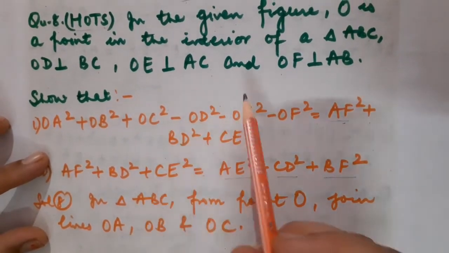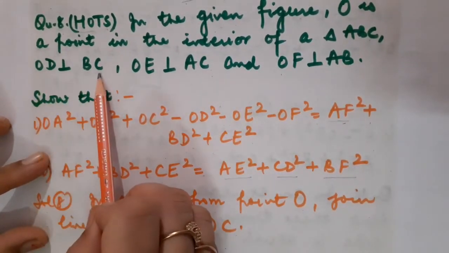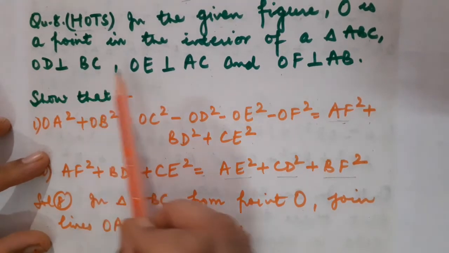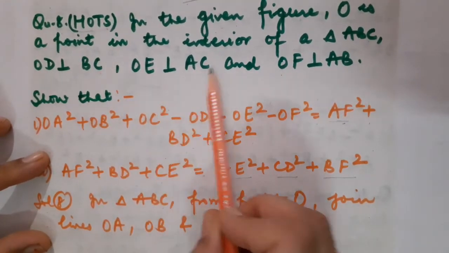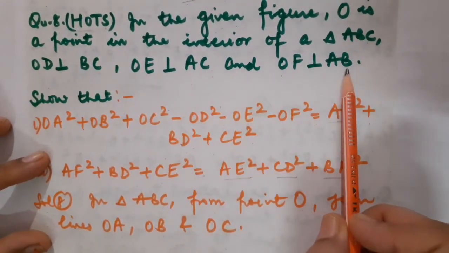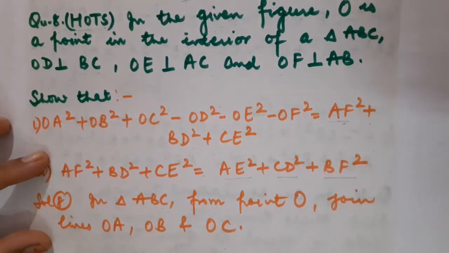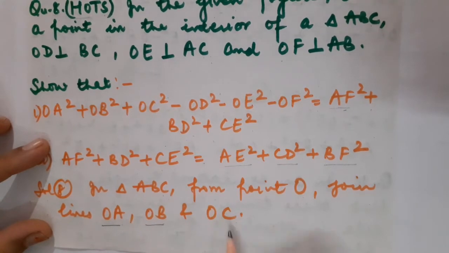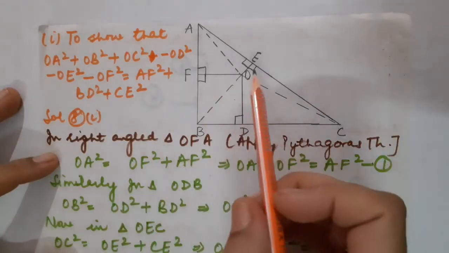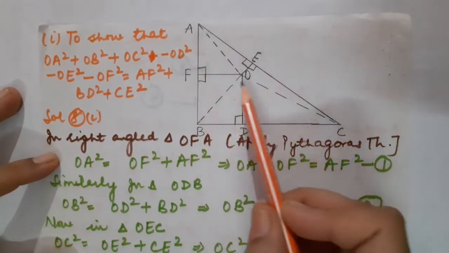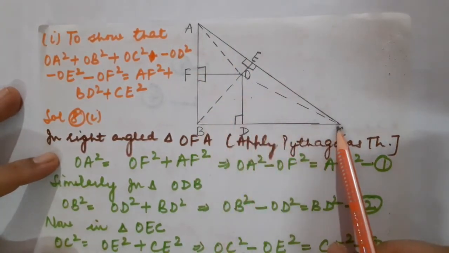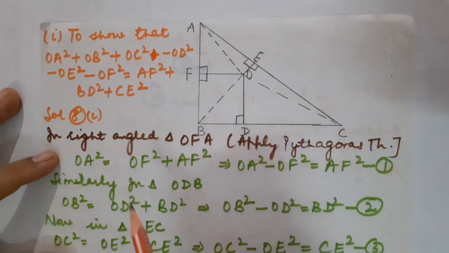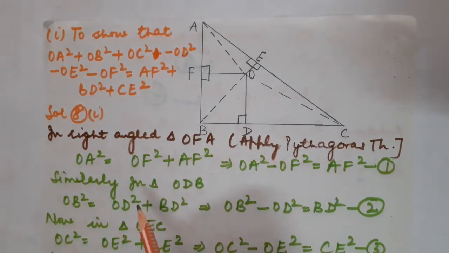Otherwise, what is given to us? That OD is perpendicular to BC, that I have made you understand. OE is perpendicular on AC as well as OF is perpendicular on AB. So what part of the construction I am going to do? Join OA, OB and OC. Just look at here in the diagram. OA, OB and OC all are joined. So let us start part number 1.